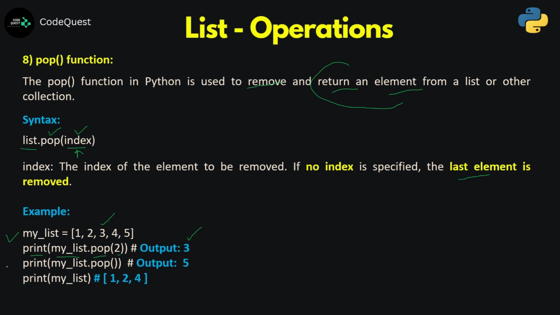Now, in the second case, I'm applying the pop function, but this time there is no index mentioned. When we do not mention any index, automatically the last element will be removed. Initially, with the help of this, we removed this, so what is remaining? 1, 2, 4, 5. Now when I apply pop, the last element here is 5. It is now removed. As a result, when I print the updated list, I have only 1, 2 and 4 left in the list.